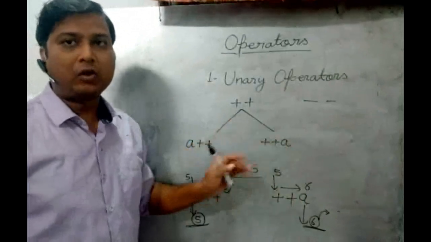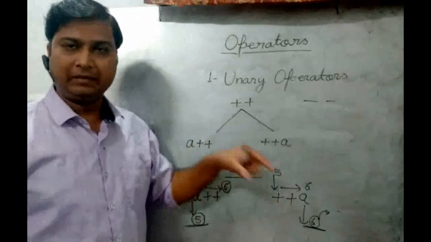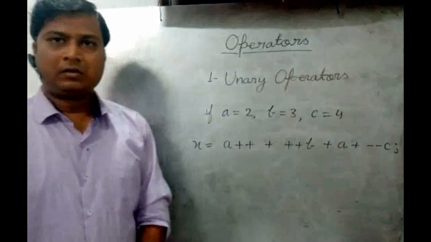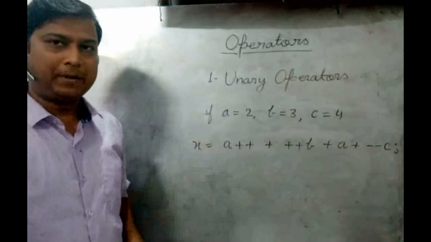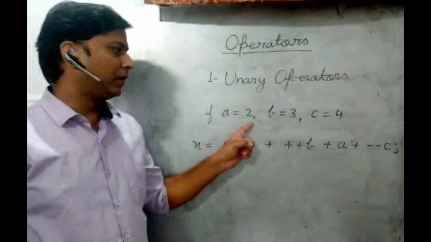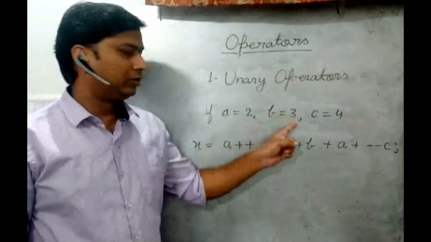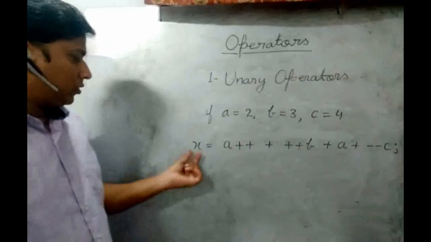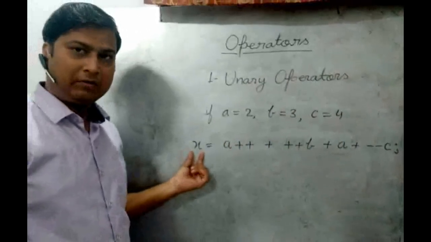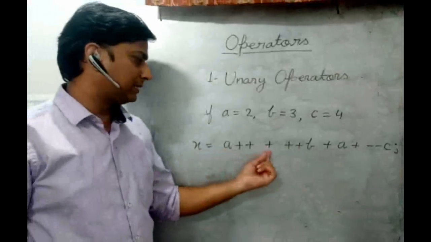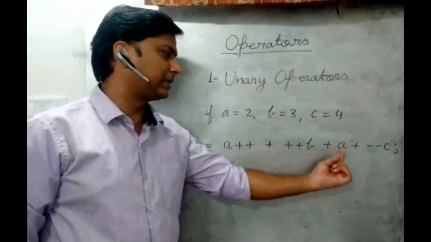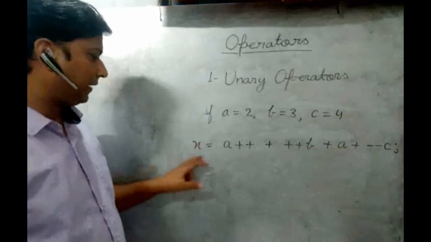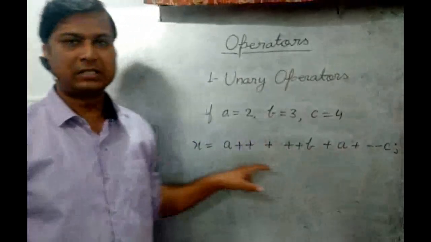How we have to solve this post and pre in expressions. So look at this example here. If A equal to 2, B equal to 3 and C equal to 4, then the value of x equal to A plus B plus A plus minus C. We have to find the value of x after solving these expressions.